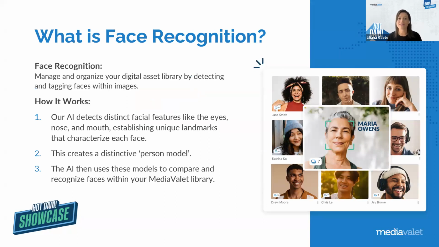Our artificial intelligence technology is able to detect faces in your images. Once it has detected these faces, it uses the unique facial features to create what we call a person model. You can think of the person model as the reference or sample images for a particular person. The AI then uses the person model to recognize the people in the images in your library.